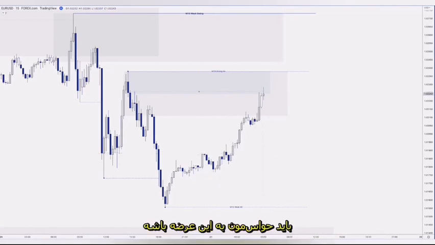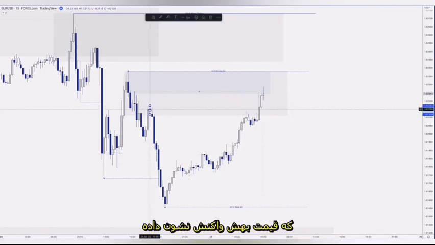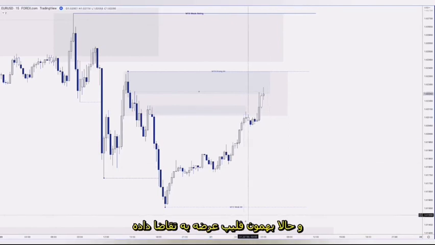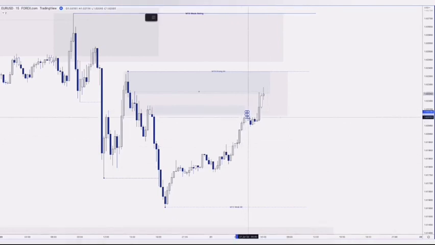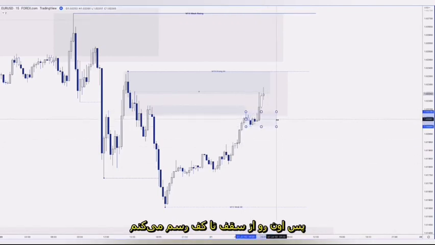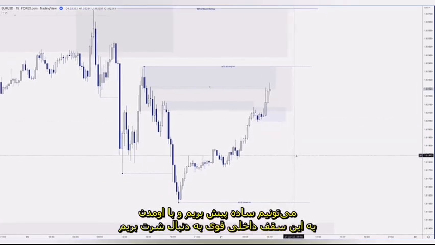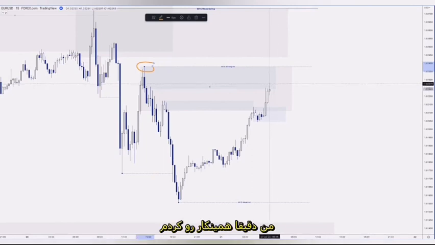We do have to be wary. We did have this supply here, which price came into, reacted, and then has now given us a supply to demand flip. So I'm just going to draw on that from the high to the low, and we have that there. So you could keep things super simple, and we've come into this strong internal high and look for shorts, and that's basically what I was doing.